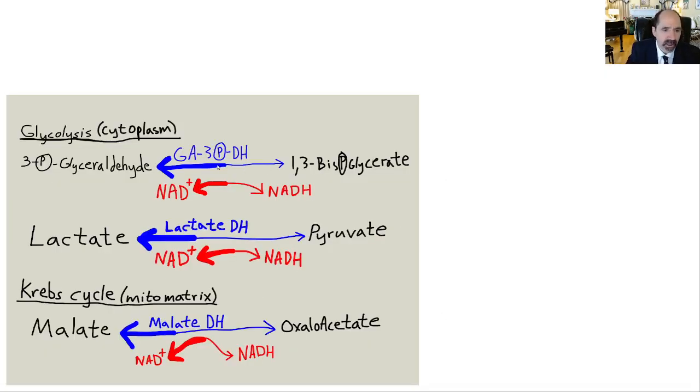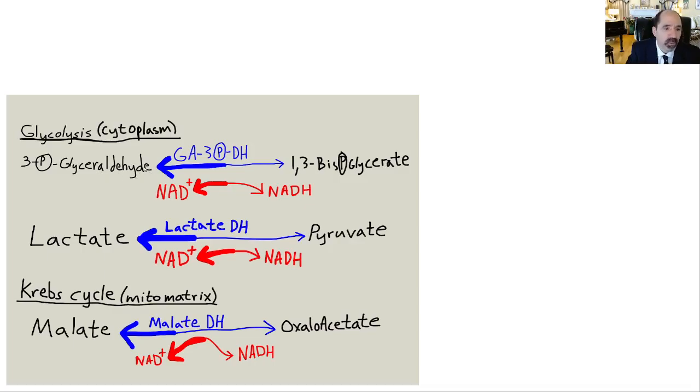Okay, now here's showing a couple chemical reactions in the body that are very important and end up running backwards when a person drinks alcohol. The first one is glycolysis. So we're in the cytoplasm of the liver cell and other cells, and this is an important glycolysis intermediate. The substrate here is 3-phosphoglyceraldehyde.